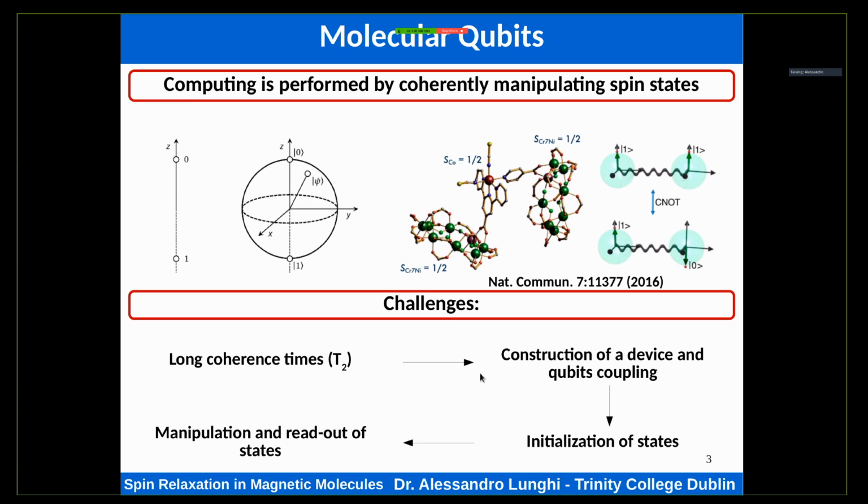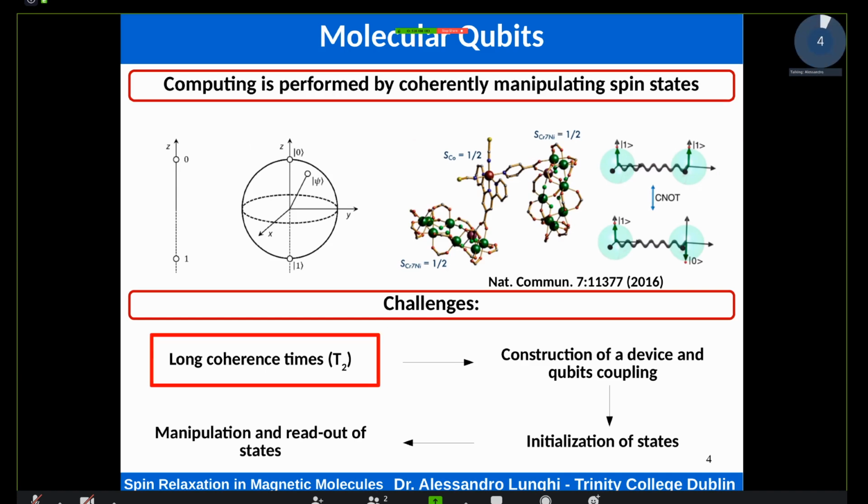Then you need to connect different qubits. Here you've seen the example with two connected qubits, but in principle you would like to have a scalable architecture, so you would like to connect as many spins as you want. Then you need to be able to initialize the states, manipulate them to implement the logic, and then read the results of your calculation. All of these challenges are important in themselves, but today we're going to talk mainly about long coherence times, the sine qua non condition for observing this phenomenon.